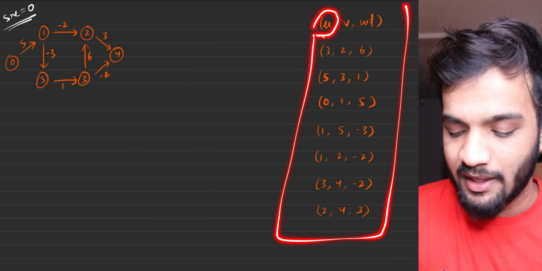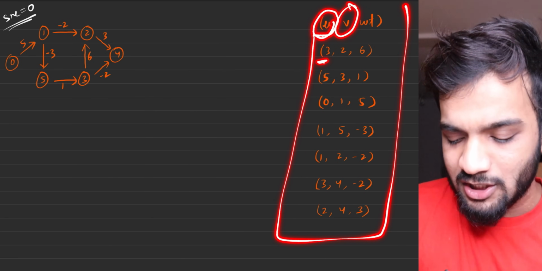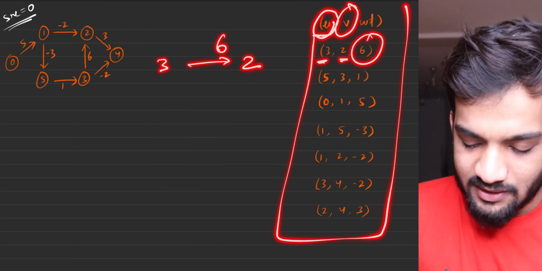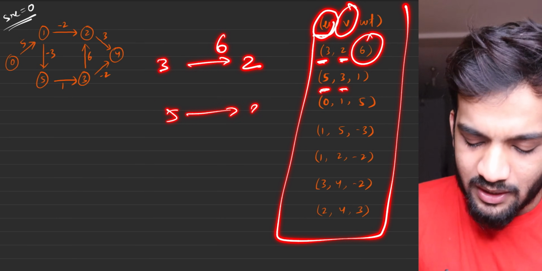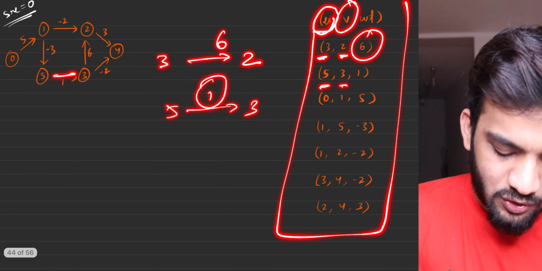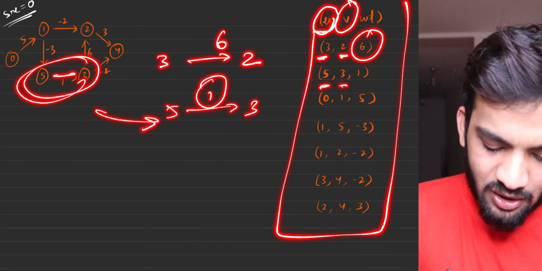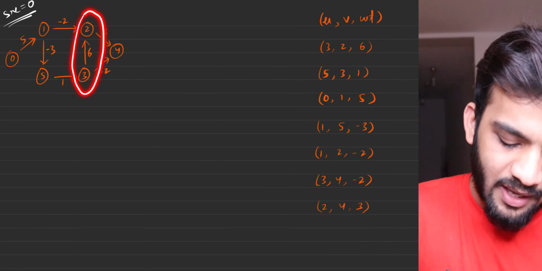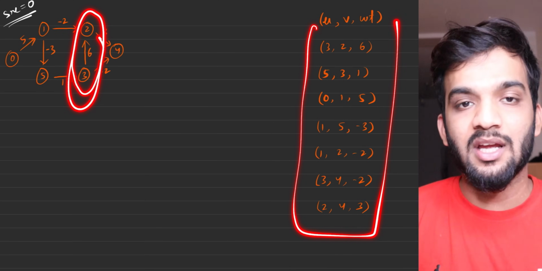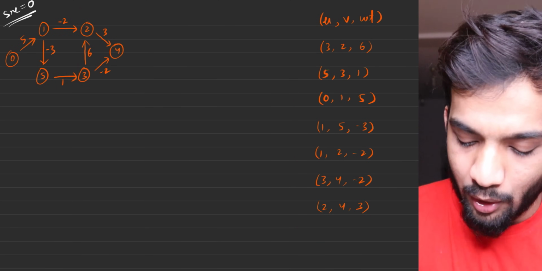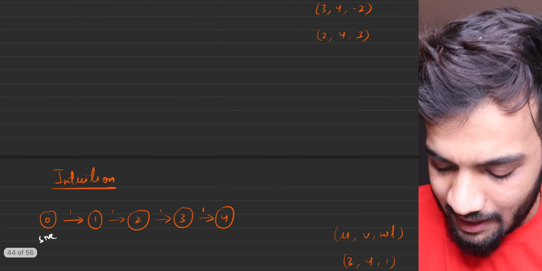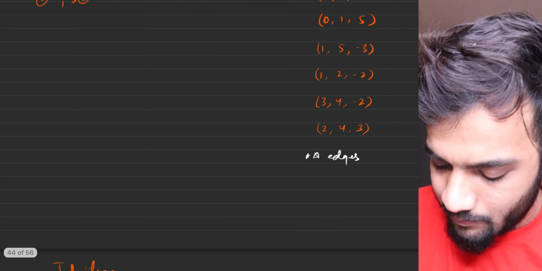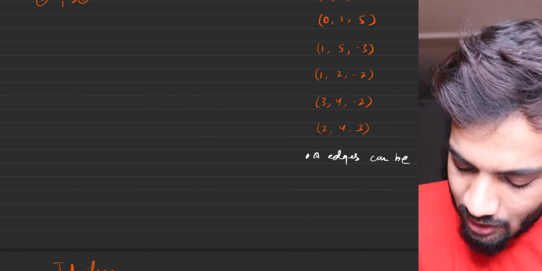So the edges will be given like U and V, which means there is an edge from 3 to 2 with an edge weight of 6. There is an edge from 5 to 3 with an edge weight of 1, which is very obvious. If you see, this is this particular edge. And if you look at 3 to 2, this is nothing but this particular edge. So all the edges are given to you. Now something very, very important to note down. Edges can be given in any particular order. Yes, edges can be in any order.